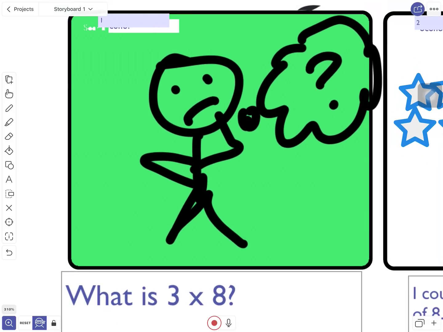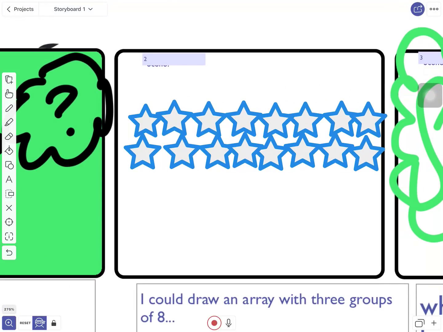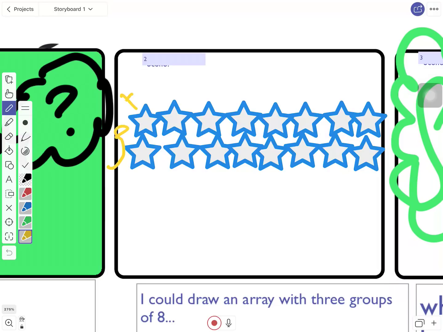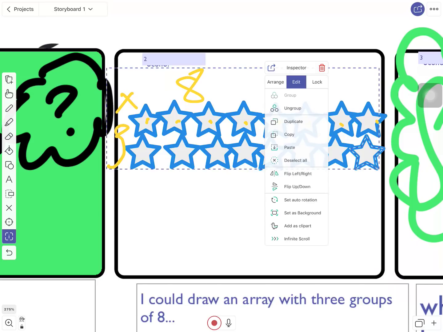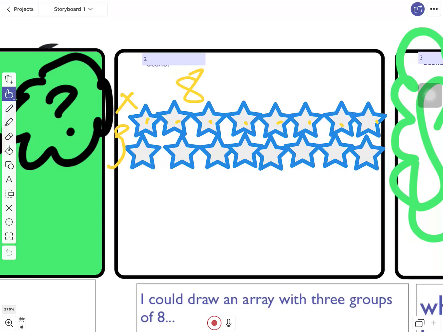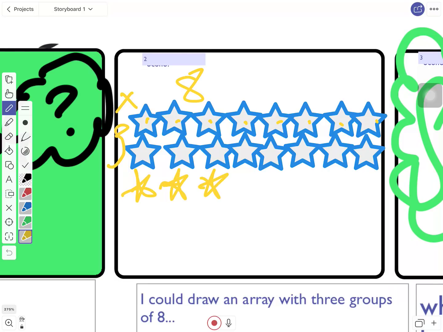Well, I don't really know that one as well, but I could figure out how to solve it. I could do an array. I could do my 3 groups of 8. Let's see, 1, 2, 3, 4, 5, 6, 7, 8. I have to do 8 more. Well, that's going to take me a while. So I could do more, but it's going to take me a while to make this array and then count them all up.